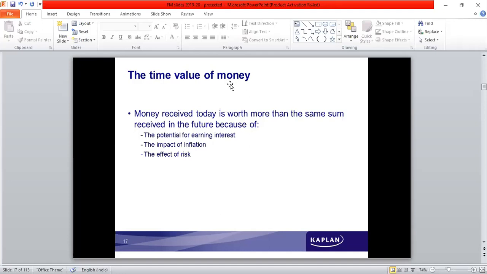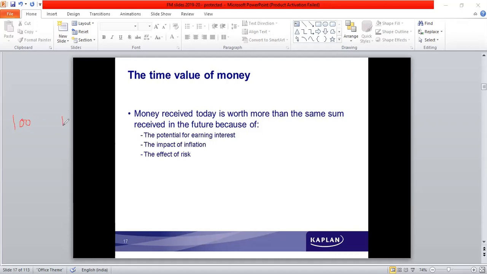So money received today is worth more than the same sum received in the future because of the potential for earning interest, the impact of inflation, and the effects of risk. Let's see, if you have 100 rupees, a simple example.